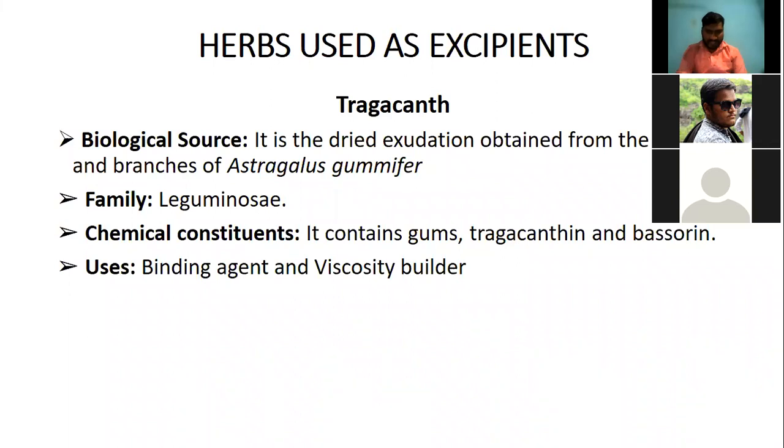So basically, it contains tragacanthin and bassorin, and it contains the gum. That is the chemical constituent which may be present in tragacanth. And what are the uses? What are the uses of tragacanth? It is used as a binding agent and a viscosity builder. So these are the two uses of tragacanth: viscosity builder and binder.